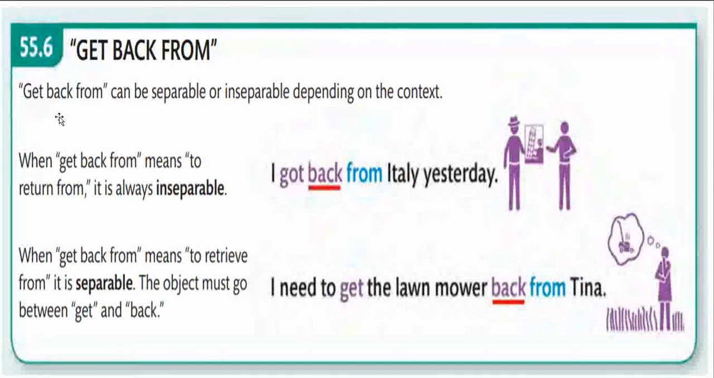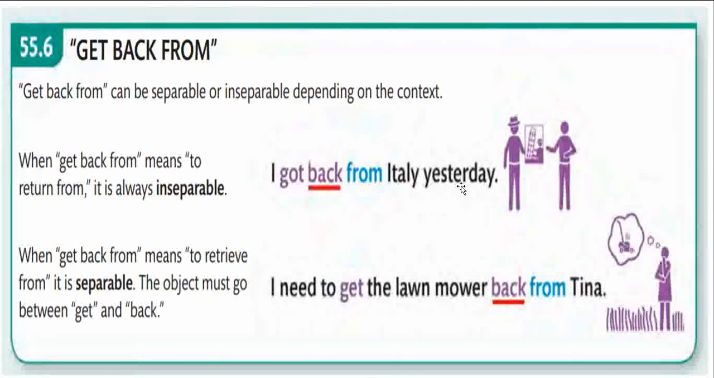Coming to the next pointer, get back from. Get back from can be separable as well as inseparable depending on the context. Now this three-word phrasal verb construction can be separable. It can have an object in between or it cannot have an object in between. Let us see. When get back from means to return from, it is always inseparable.